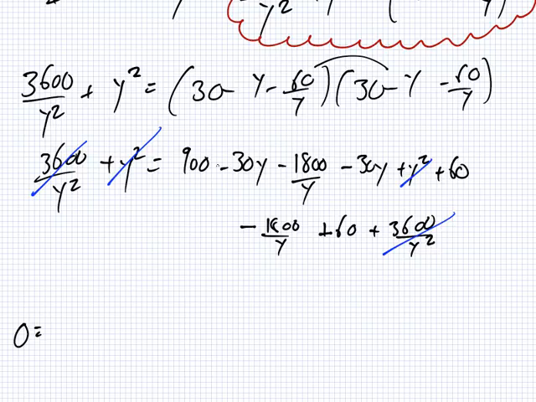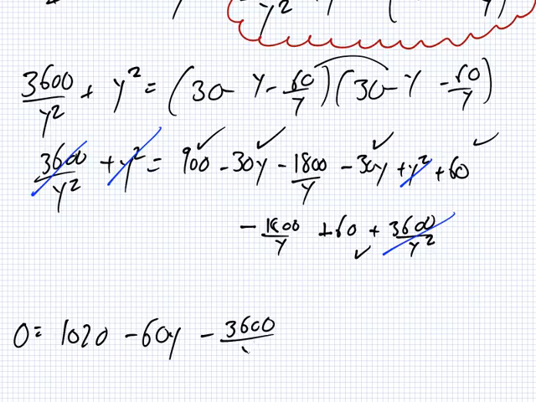0 equals 960. Is that 960? Oh, sorry, there's another 60 there. That's 960 and 60, so that should be 1,020, isn't it? 900 and a 60 and a 60. Now, what's next? We have y's. Minus 60y, is it? And then the last one is minus 3,600 over y squared. And really, this isn't that bad. What should I do next?